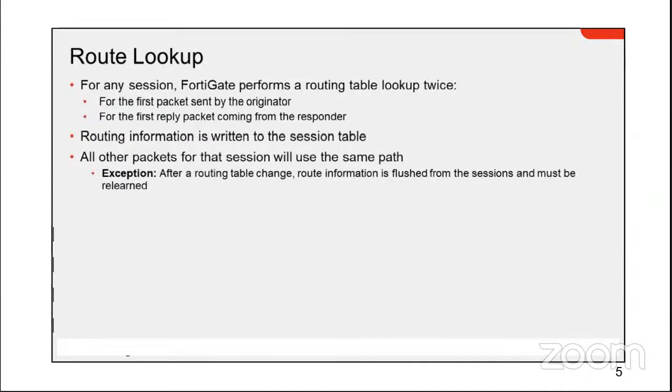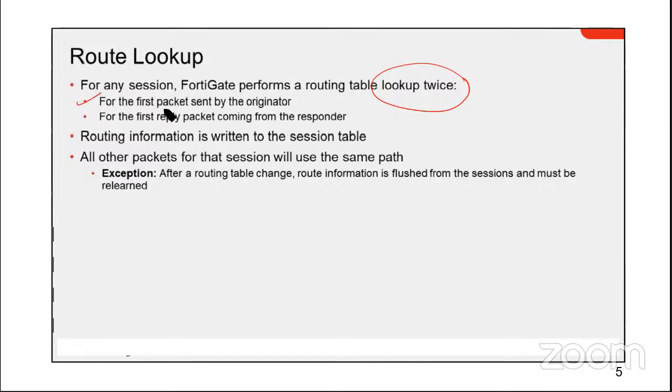Now, let's look into the first thing, which is the route lookup. We all know that whenever we are routing any packet, for any session, the FortiGate performs a route table lookup. Now it says twice. Always remember this: people who want to sit for the NSE4 examination, you have to ensure that you know this, because routing table lookup happens twice. What are the two situations?